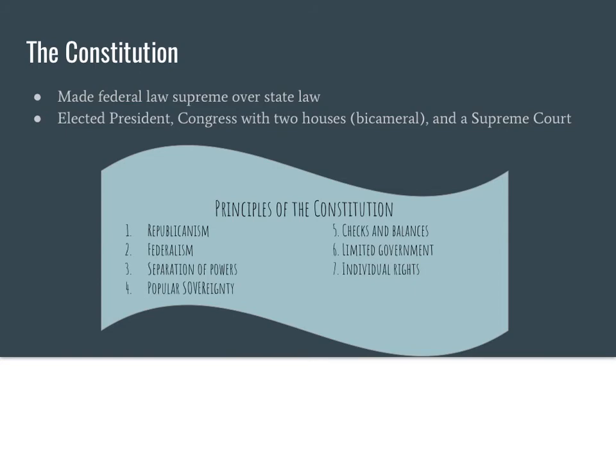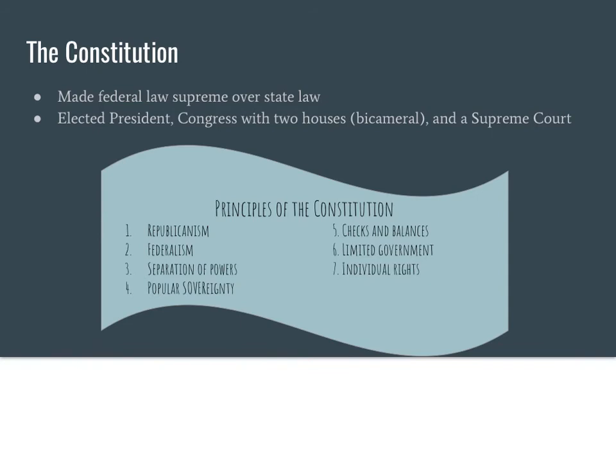And these are not written out directly in the Constitution, but these are underlying principles that we see in the Constitution. And the first one is republicanism. Republicanism just means that we elect leaders to govern. It's not a direct democracy where the citizens vote on all issues. We vote to elect leaders, and those leaders then go and govern for us, create rules for us, etc.